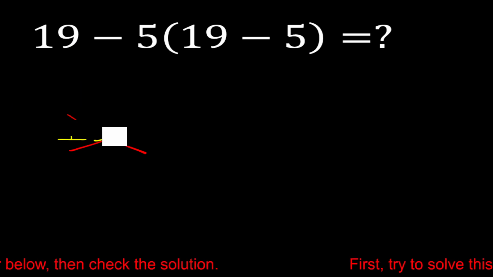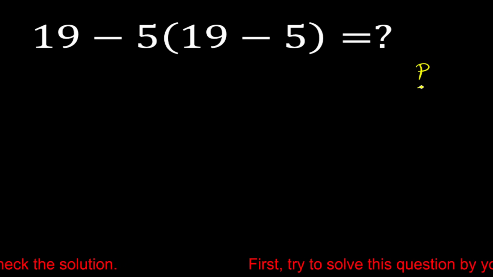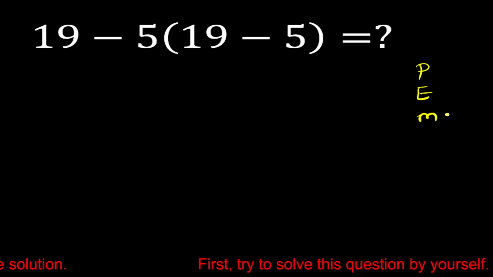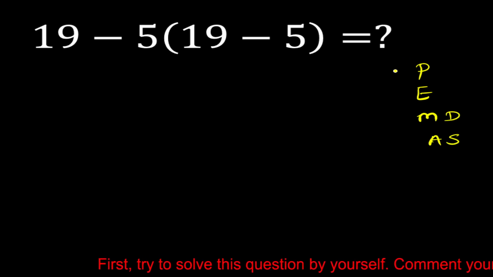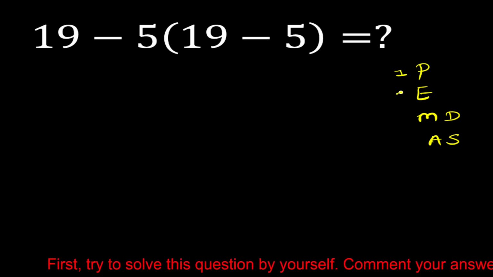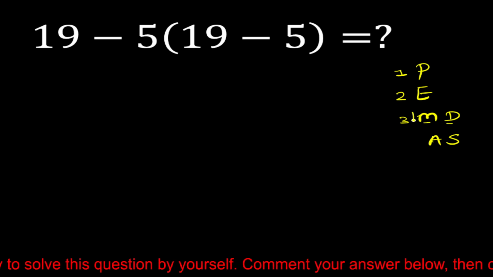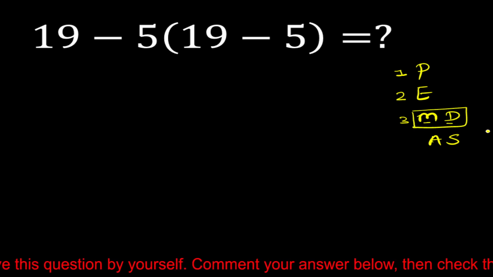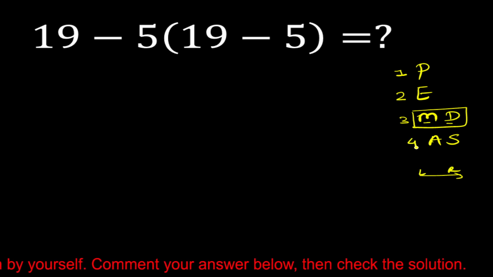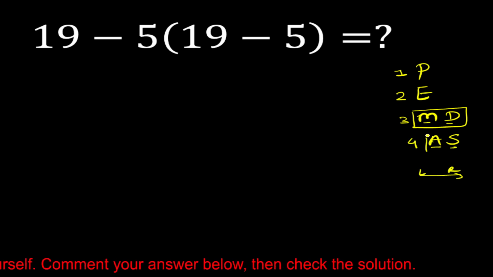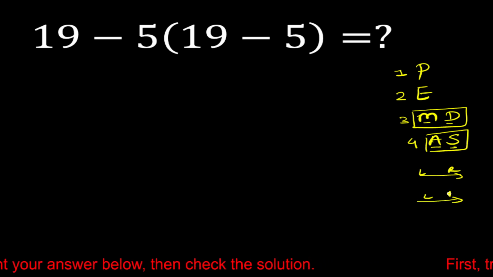Okay, PEMDAS, P-E-M-D-A-S. According to PEMDAS rule, first priority is parenthesis, second priority is exponents, third priority is multiplication and division. Here multiplication and division both have equal priority, so we have to solve it from left to right. Then fourth and last priority is addition and subtraction. Also addition and subtraction both have equal priority, so we have to solve it from left to right. Okay.